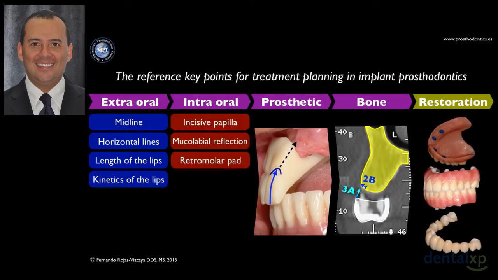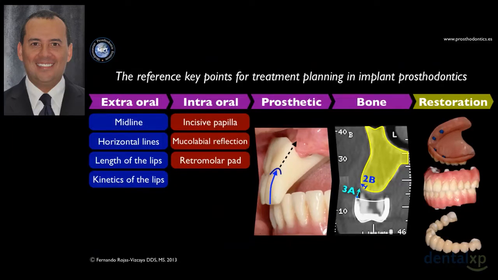So we have the incisive papilla. I always use the distal portion because it remains stable. Very important, we have the mucolabial reflection in the maxilla and in the mandible. And also one point that is very important, which as prosthodontists we can always use, is the retromolar pad. This point remains stable, so we can use it as a reference.